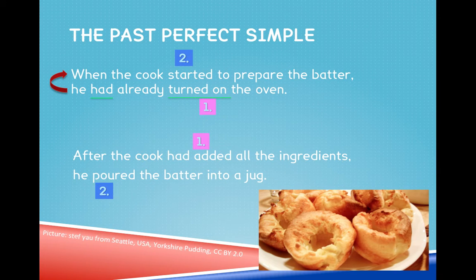After the cook had added all the ingredients, he poured the batter into a jug. This one starts with the event that actually happened first. The cook had added all the ingredients and then he poured the batter into a jug. Had added is the past perfect simple. And of course, you can flip this sentence as well. You could say, the cook poured the batter into a jug after he had added all the ingredients. Because of the past perfect simple and because of the word after, you still know what happened first.